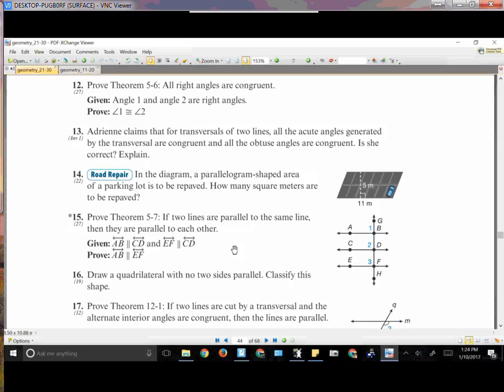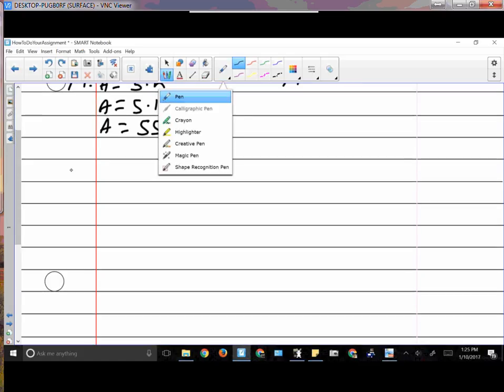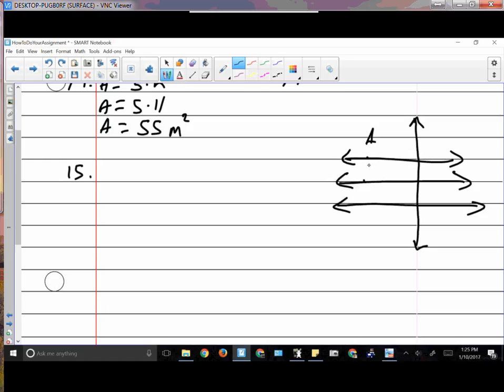So, 15. Okay. We are supposed to prove that if two lines are parallel to the same line, they are parallel to each other. Okay. So, we had talked about this one yesterday a little bit. Now, if I look at my picture for this, I have a line, then I've got a line here, another line here, and another line over here. They tell us that we've got A, we've got C, and we've got E. This is 1, that's 2, that's 3. And this turns out to be T, H, and then I get D, D, and F.